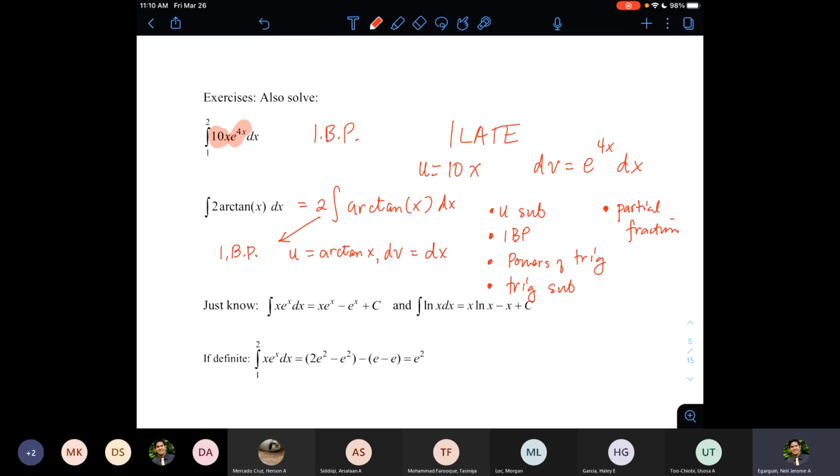Just be careful, Herson. You are integrating arctan and you are not differentiating it. So the derivative of arctan is 1 over 1 plus x squared as you wrote, but the integral of arctan is a different thing, right?